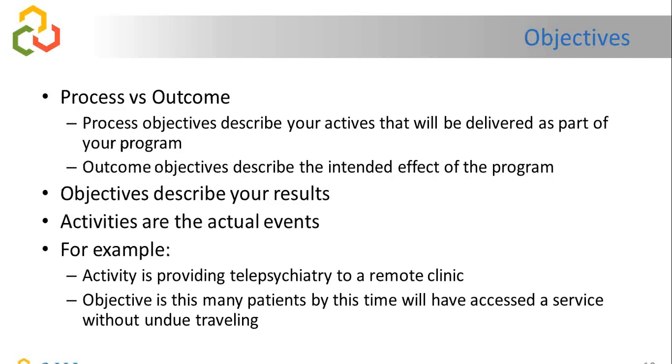So activities, when you're looking at objectives, this is a little bit more detailed if you want to go into it, but there's two types of objectives. You have a process versus an outcome objective. Your process objectives are going to describe your activity, whereas your outcome objectives describe the intended effect of the program. So for example, your activity is going to be a little bit more broad. Maybe it's providing telepsychiatry to this remote clinic. Whereas your objective, you're going to get more detailed and assign a way to evaluate that too. So your objective is maybe this many patients by this time will have access to service without undue traveling.